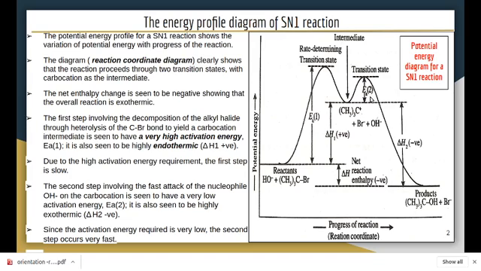But in the case of the SN2 reaction, it involves only one peak in the diagram, that is the formation of the transition state. Only one peak. In the case of the SN1 reaction, there are two peaks and one valley region, that is the formation of the carbocation. So this is all about the energy profile diagram of the SN1 reaction.